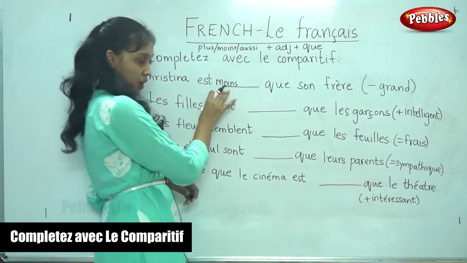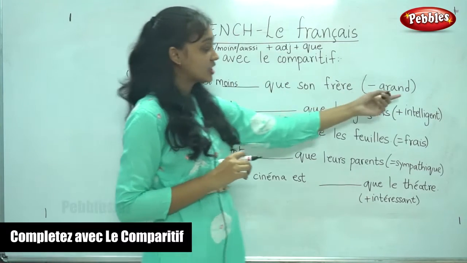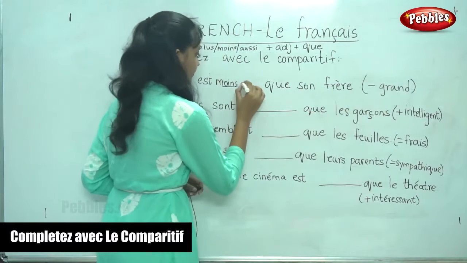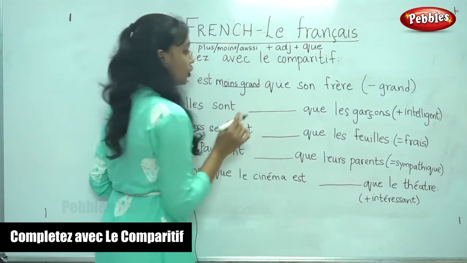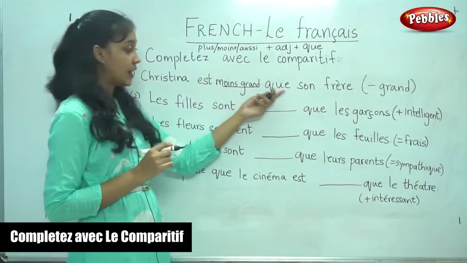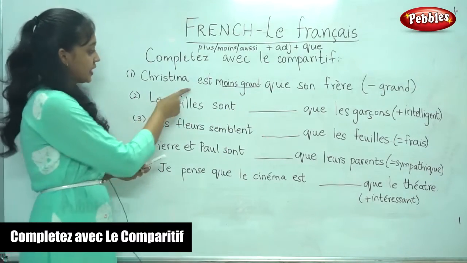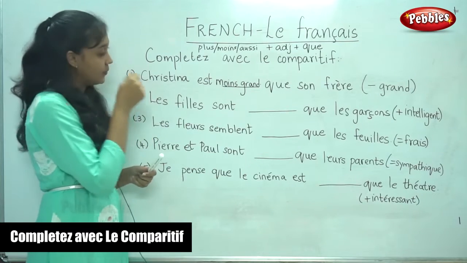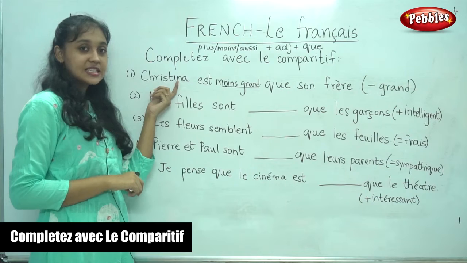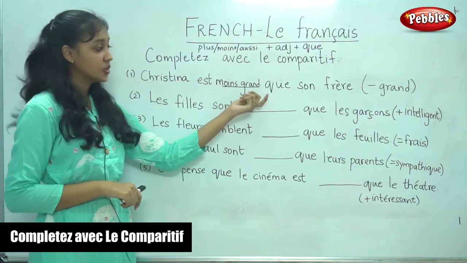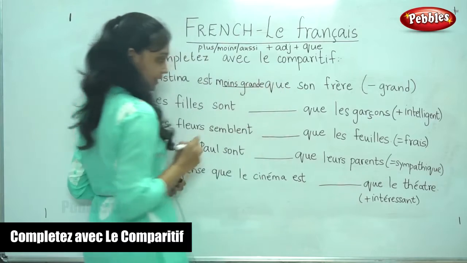Christina est moins. Next, we write the adjective. What is the adjective given to us? Grande. And before you move on to the que part of it, you need to see what is the subject. Here the subject is Christina. It is feminine singular. So since it is feminine, what would grande be in the feminine form? We would add an E.